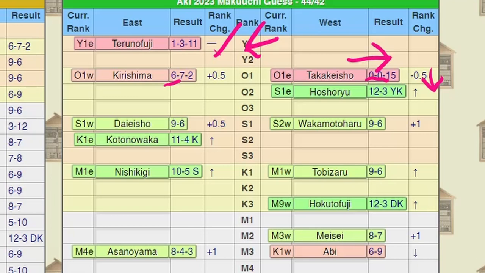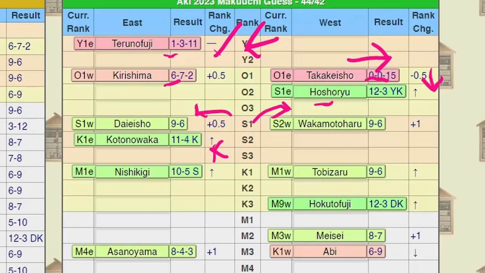Sekiwake looks very similar for very similar reasons. Daisho and Wakamoto Haru had the same record, but Daisho was ahead, so he stays ahead. He moves over to 1 east, and Wakamoto Haru ends up at 1 west. Kota no Waka, with his 11 wins at Komatsubi, forces open a new Sekiwake slot, so he goes to the bottom of that list, and he will be at Sekiwake 2 east. He goes east because now, with Terunofuji over on the east and Hoshoryu on the west, we have balance again, so he can just stay on the east side.